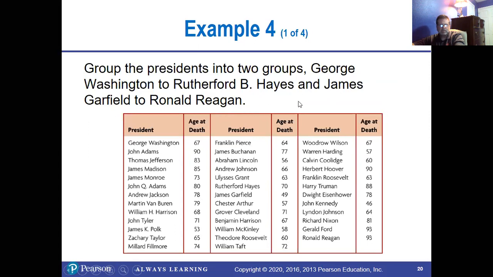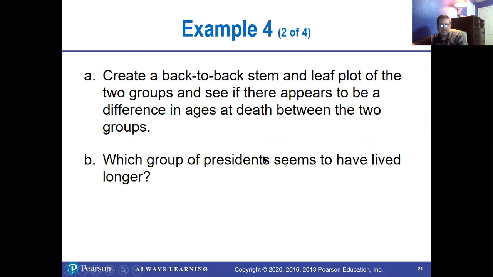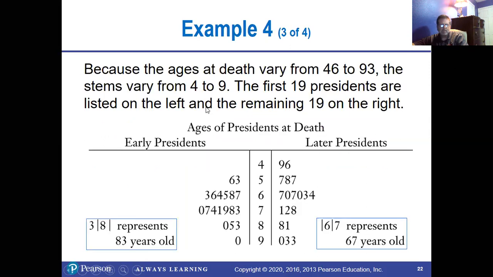Now, why do they have two groups? They have a first group and a second group of the more modern side. Which of the groups seem to have lived longer? So when you make it, notice there's the 40s through the 90s. The early presidents, and then you have the later presidents, the second group. Now it says here, because the age difference varies from 46 to 93, the stem varies. The first 19 presidents are listed on the left. So again, early presidents and late presidents.